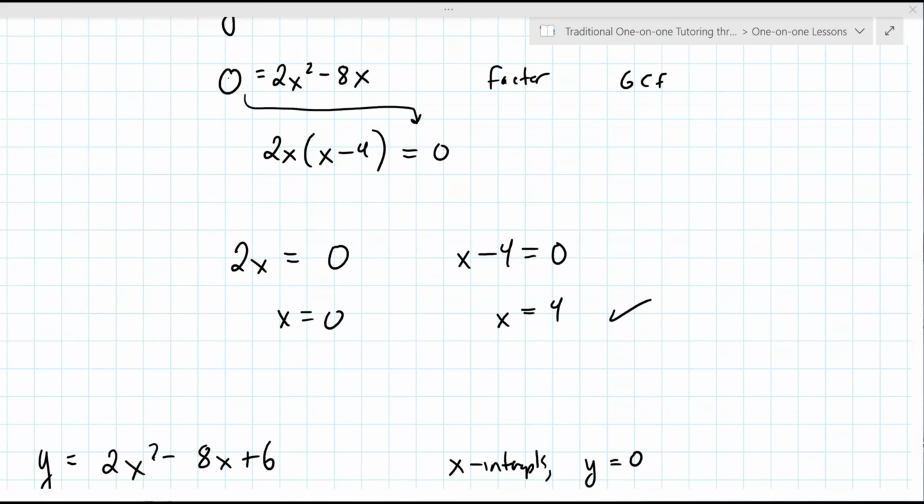So you find x-intercepts, and I don't know why they're having you do it this way, but they're telling you that you find x-intercepts by setting it equal to 0.